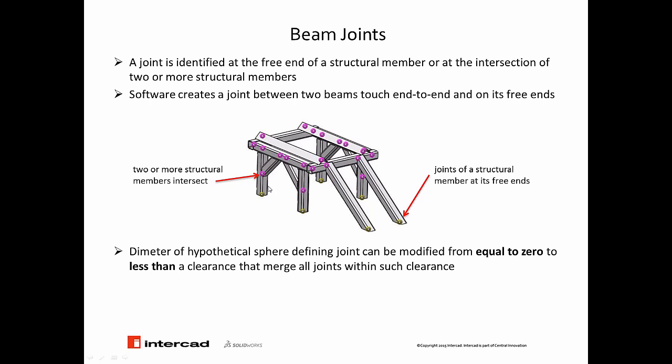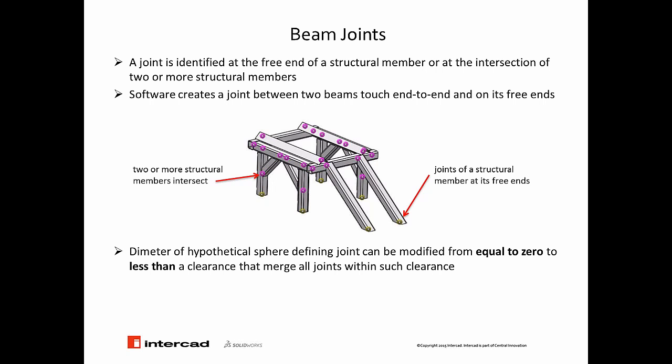As you can see, there are two different color codes. When you have one or more structural members intersecting or meeting at a point, you will have a magenta joint, which simply means there are more than one structural member. But if it's just a solo one, then you can see an olive green, which shows that it is, let's say, an isolated sort of joint.